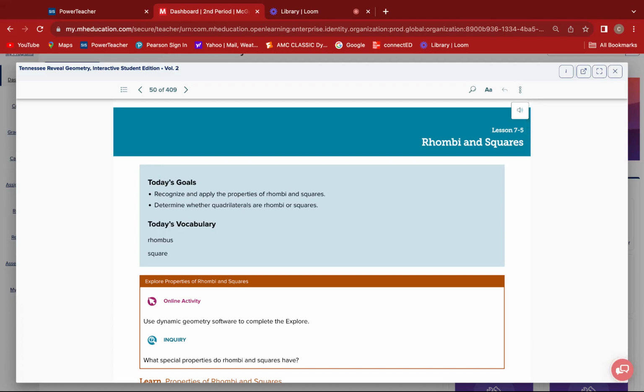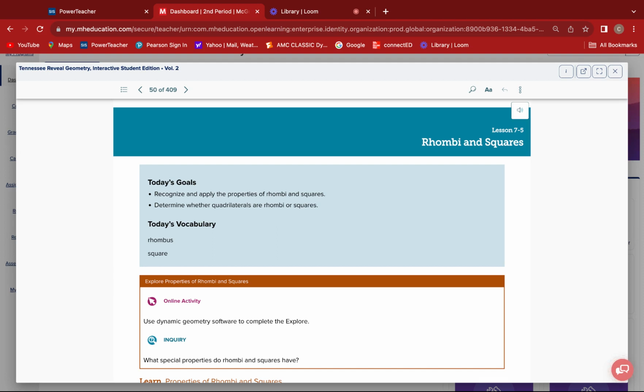Hey everybody, we are in lesson 7.5 of the Tennessee Revealed Geometry on rhombi and squares. Okay, so we're still in the parallelogram family, which means opposite sides are parallel, opposite sides are equal, opposite angles are equal, diagonals bisect each other. Oh goodness, what else?